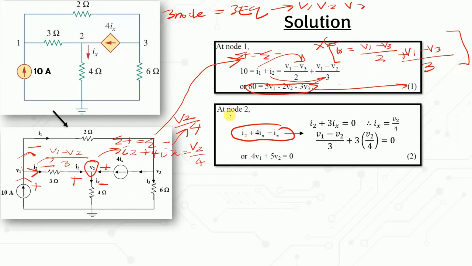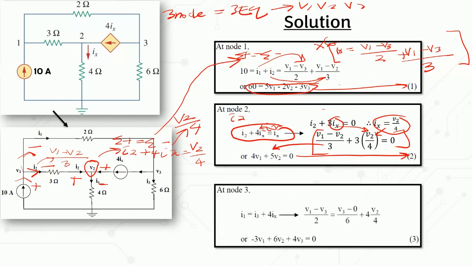So this is I2, and when you bring this Ix over, it becomes negative Ix. So for 4Ix minus Ix, you will have I2 plus 3Ix, and you know that Ix is equal to V2 over 4. Then you substitute Ix with V2 over 4 and simplify this equation. When you simplify, you get this equation, then you name it equation 2.